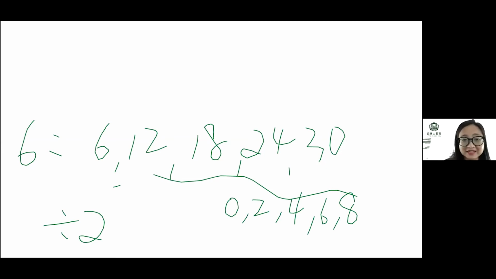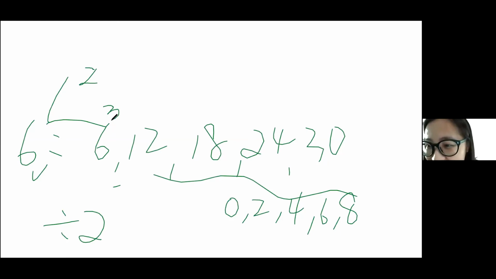But for 6, think about it. 6 can use 2, so you only need to think about the other number. 6 can be divided by 3. So every even number that can be divided by 3 is supposed to be divided by 6. Very good, Charles. You're excellent.